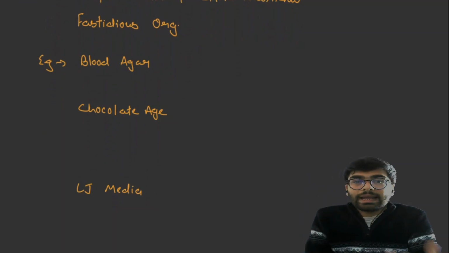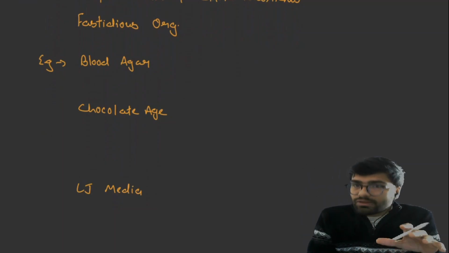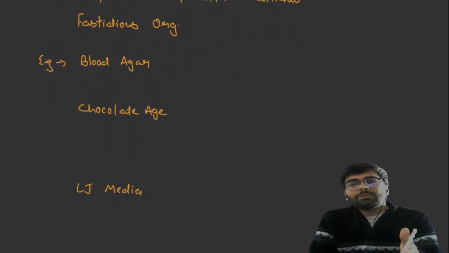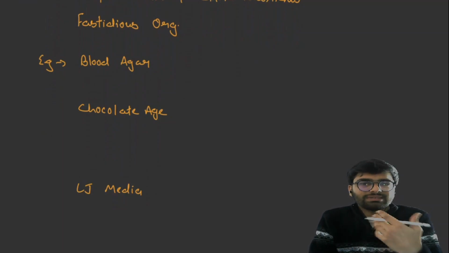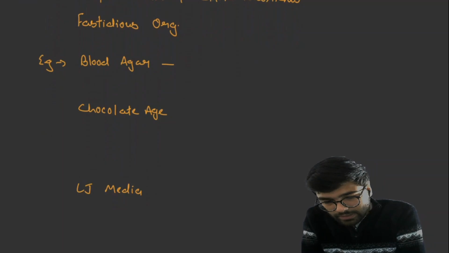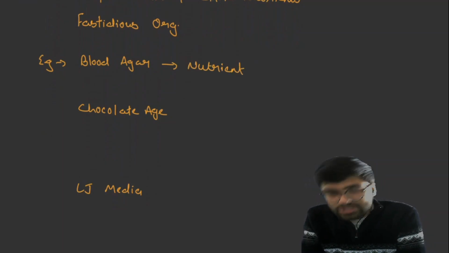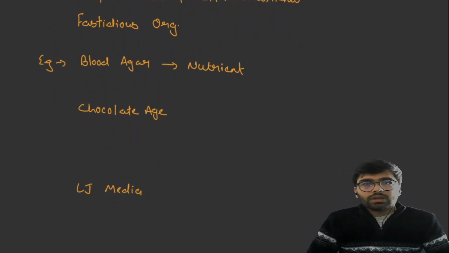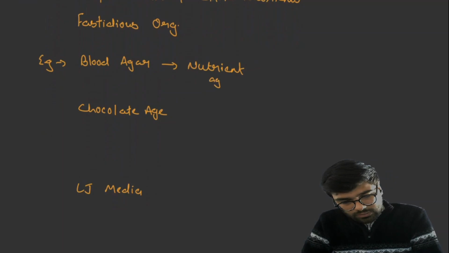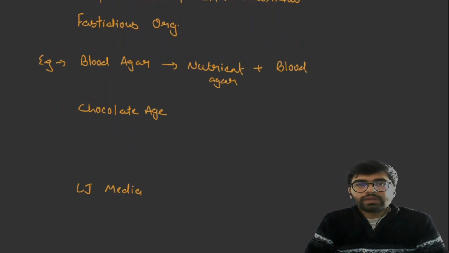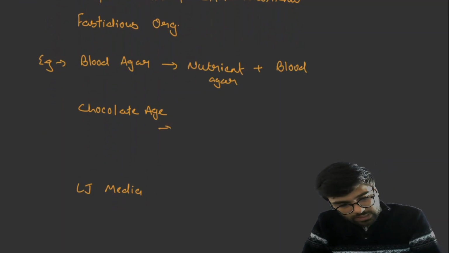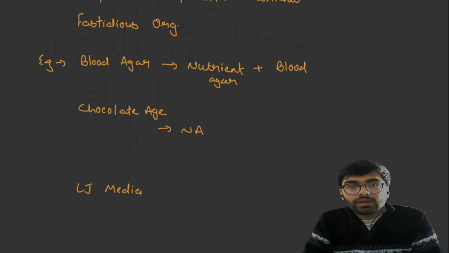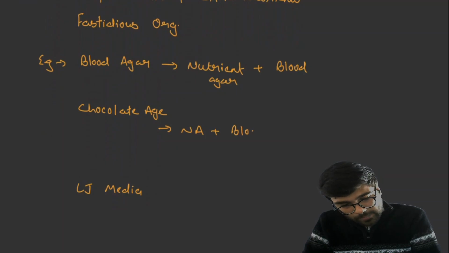Now, how are these prepared? As I've told you, these enriched media are made using simple media by adding some special things. So how is blood agar made? Blood agar is made from nutrient agar, which is a simple media. So this is made using nutrient agar plus adding blood to it. Now how is chocolate agar prepared? Same. We have nutrient agar and then we add blood.